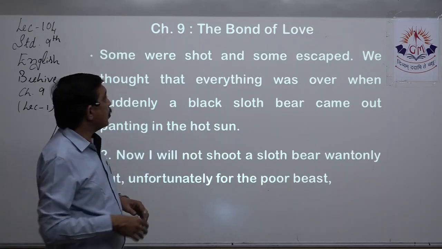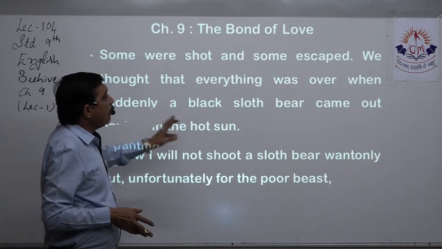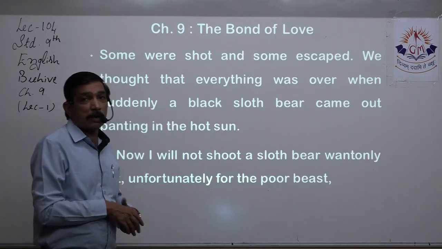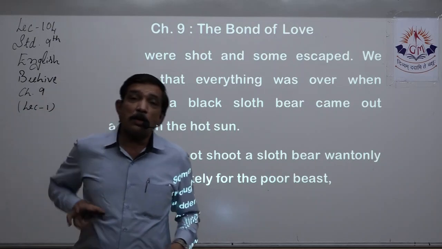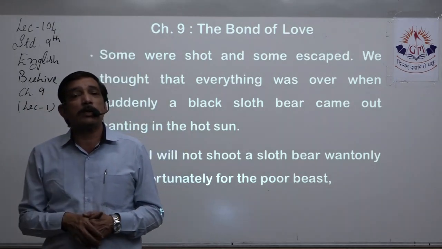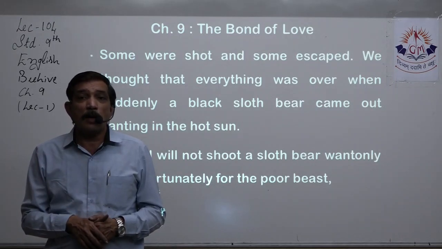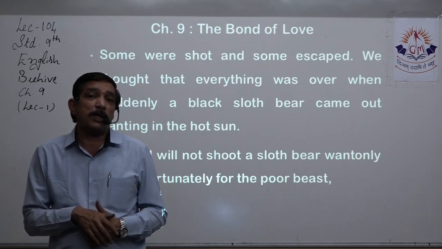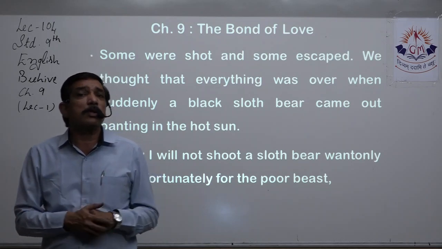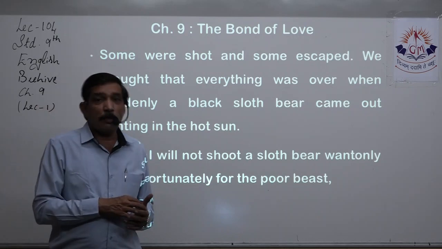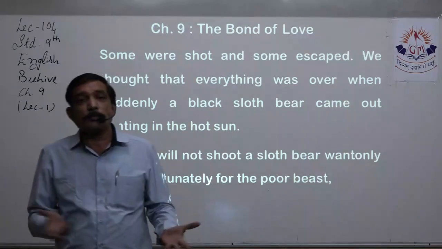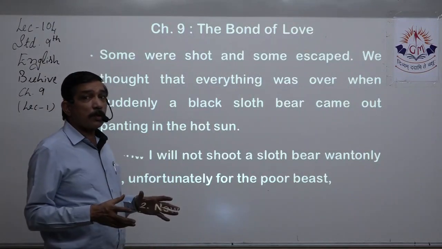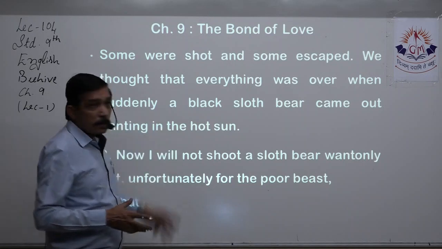So we thought that everything was over, when suddenly a black sloth bear came out, panting in the hot sun. Now, along with the pig, a sloth bear had also gotten into the sugarcane field, right? We know bears eat honey, that's their favorite food. That means sugary items. So sometimes they also dwell in the sugarcane field. Same way, the sloth bear's main food is termites, but it must have gotten to eat some sugarcane. So when everything was over, suddenly a black sloth bear came out.